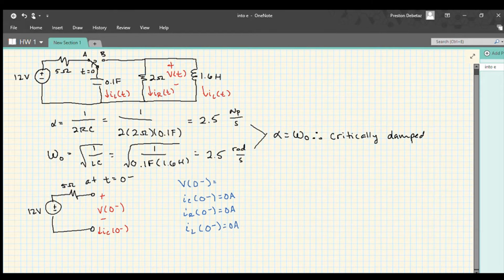And so what about this voltage drop? Well, since this is an open circuit, there is 0 amps going through here, 0 amps going through here, so there's no voltage across this 5 ohm resistor. So the voltage drop here is just going to be the 12 volts.